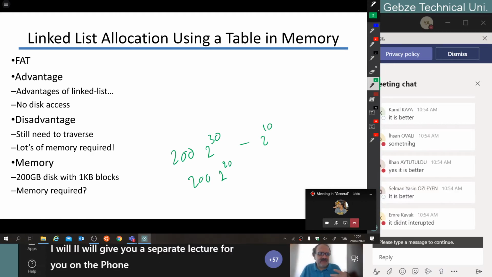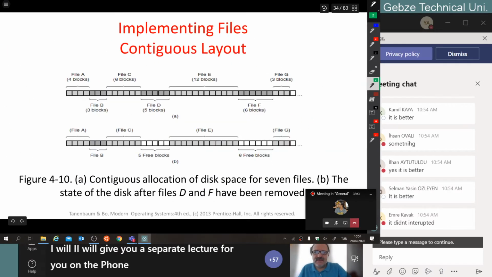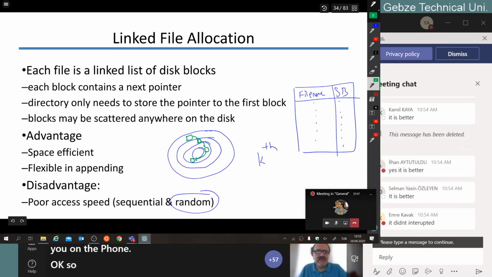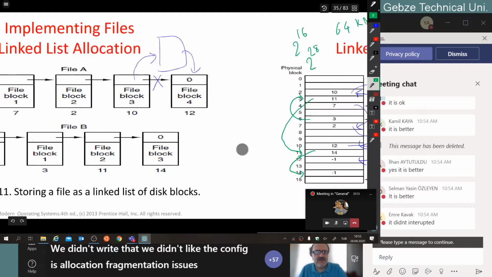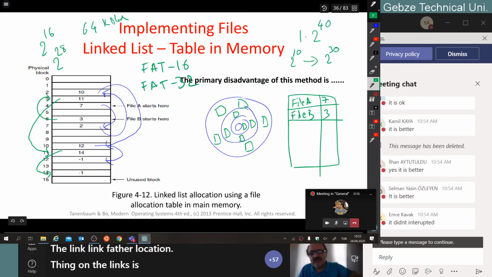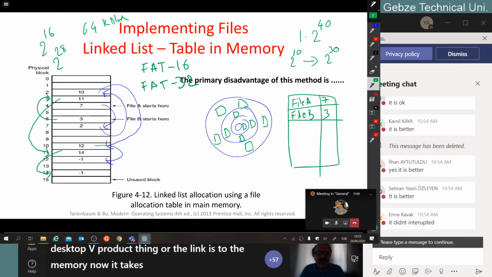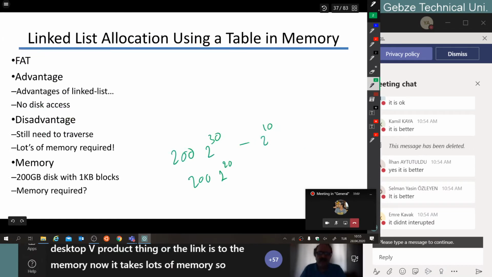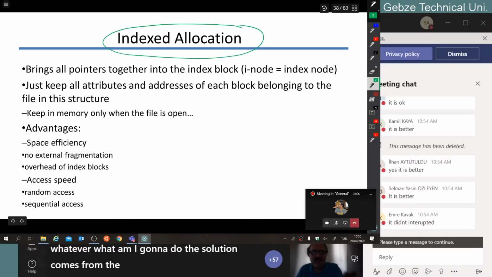Okay, let's start from the beginning. We didn't like the contiguous allocation fragmentation issues. To solve the fragmentation, we used linked file allocation, but working on the links is expensive on the disk. Then we brought all the linked lists to memory, but now it takes lots of memory. So what am I going to do? The solution comes from Unix. They call this index allocation, inodes.